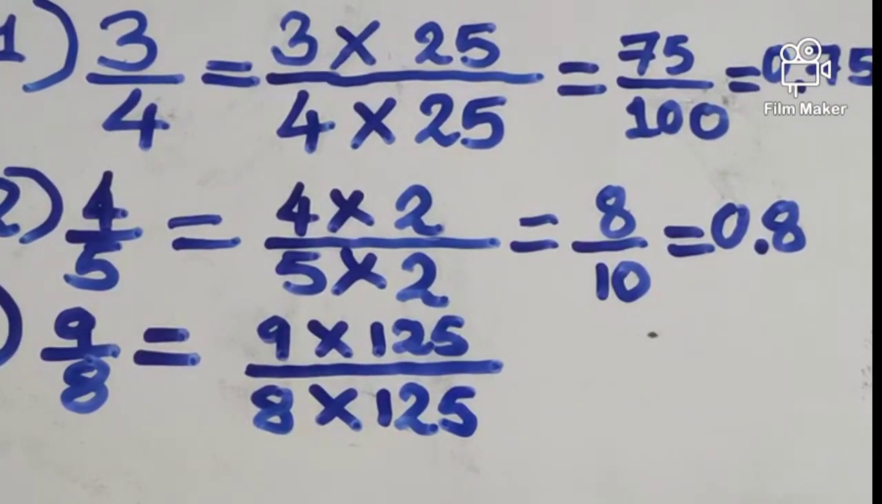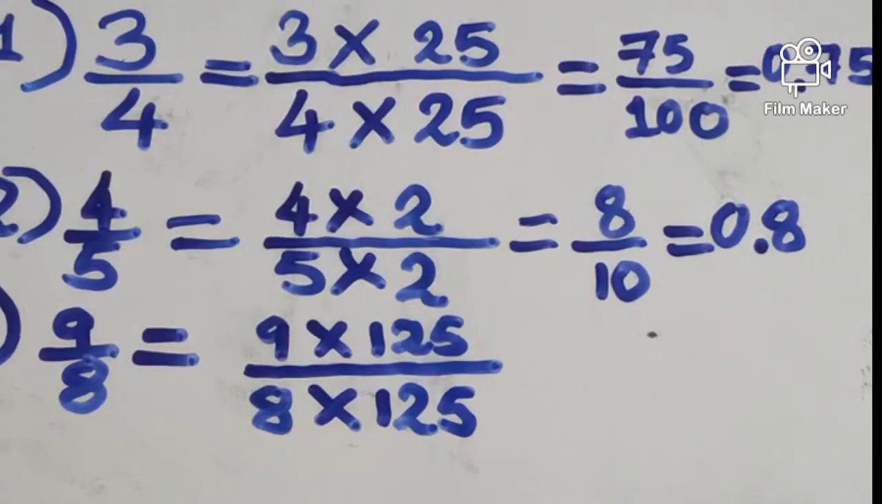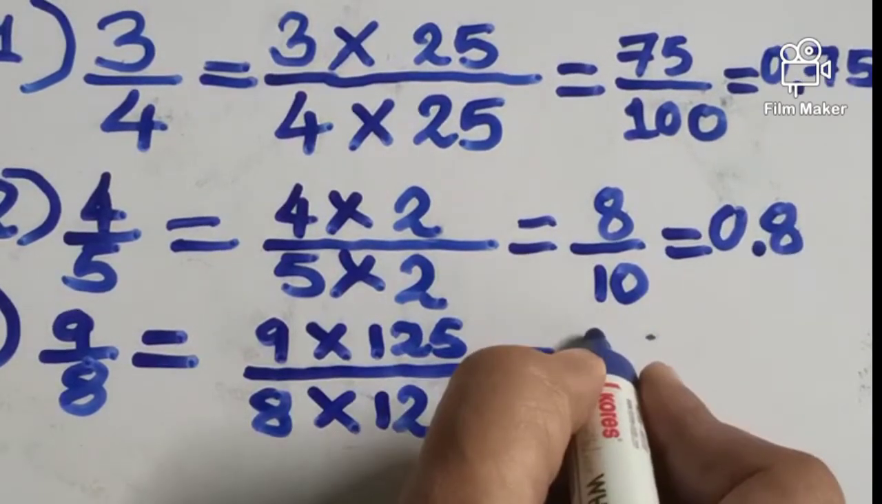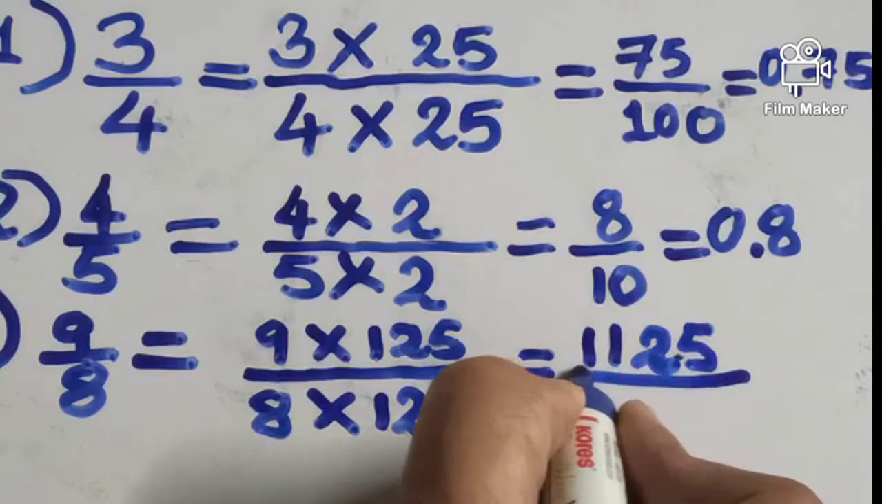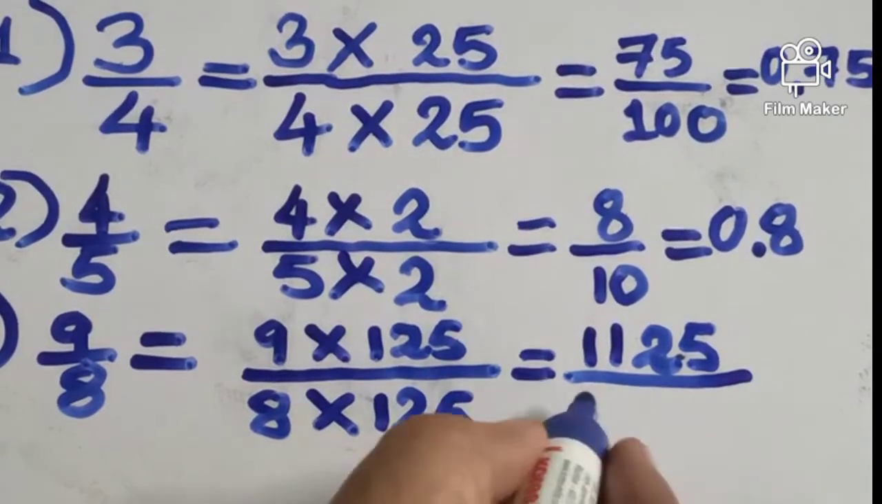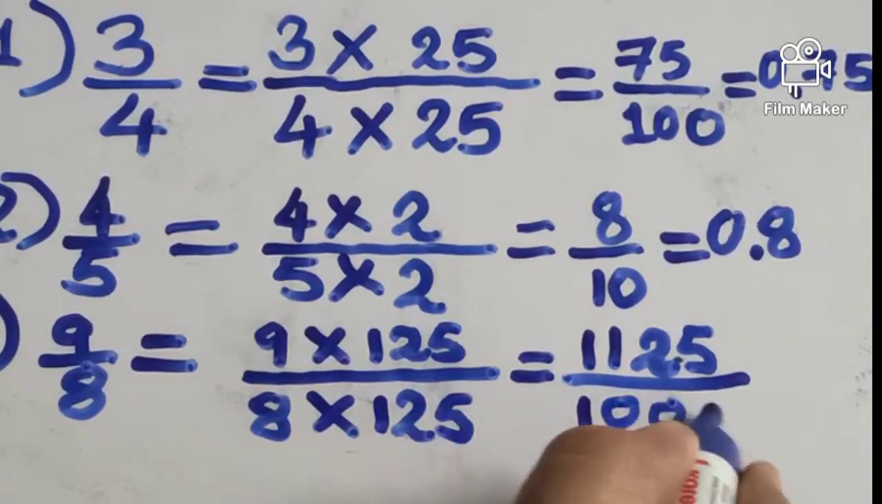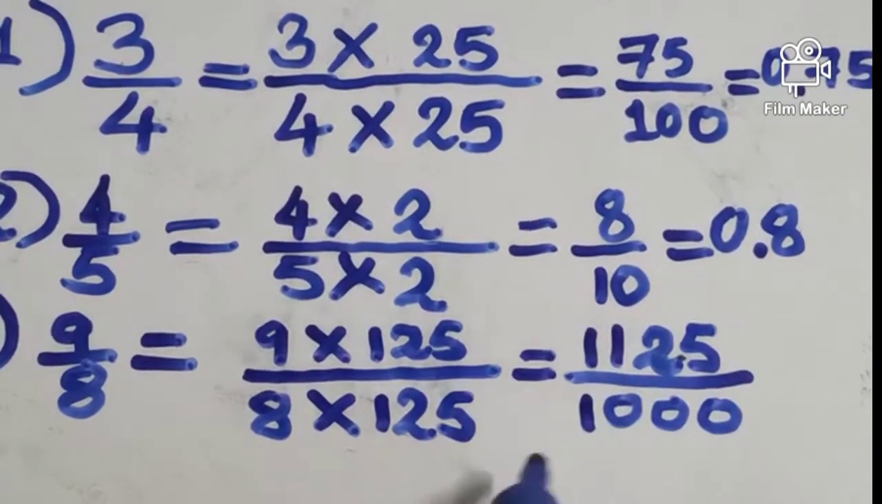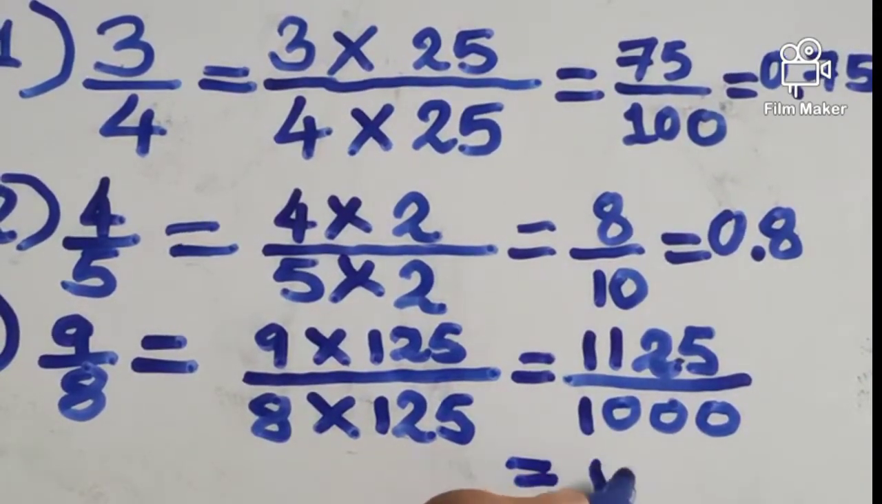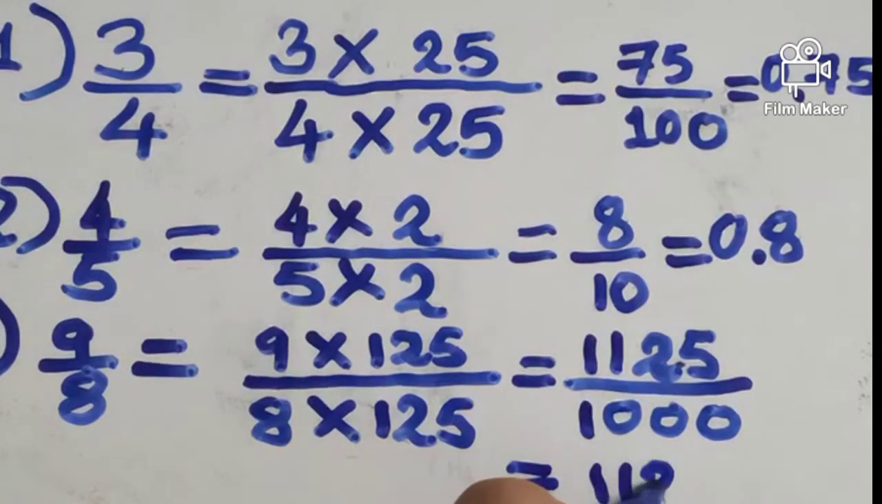So what will the answer be? The answer is 1125. And what about 8 multiplied by 125? It will become 1000. Okay children, so here 3 zeros are there. Let us write the number as it is, 1125.